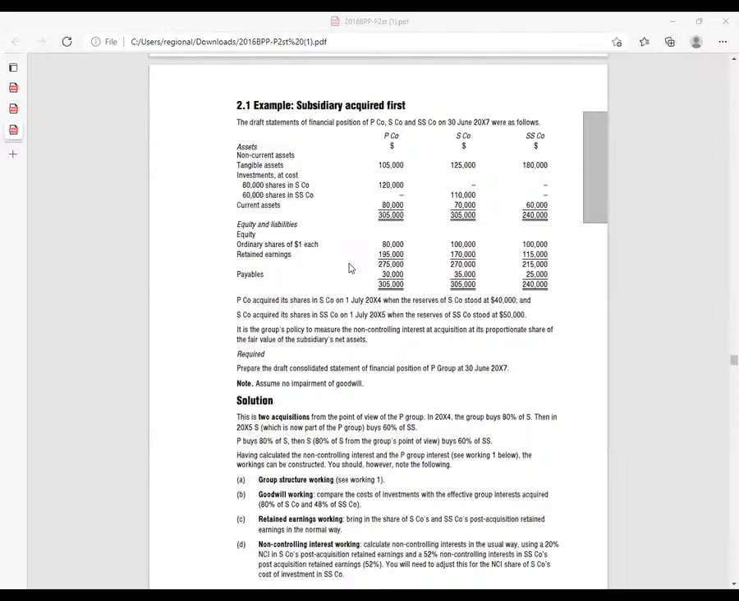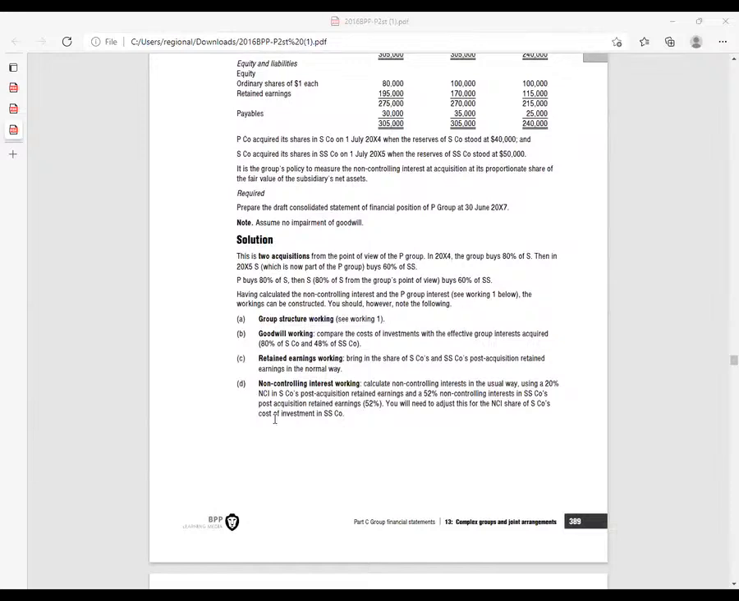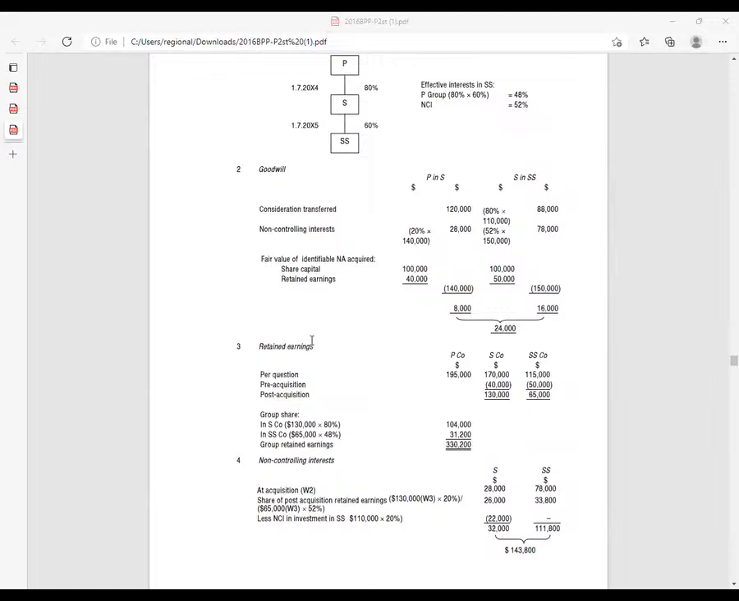Before we check the answer, 38,000. These students are the best. They're giving me different answers. 38 seems popular, but so wrong, I can tell you. You can see goodwill is supposed to be 16,000 for SS.